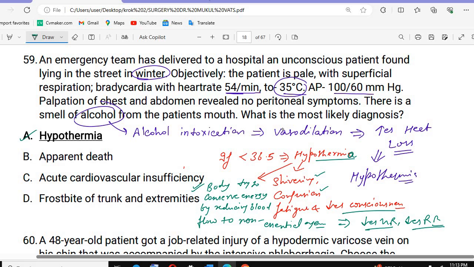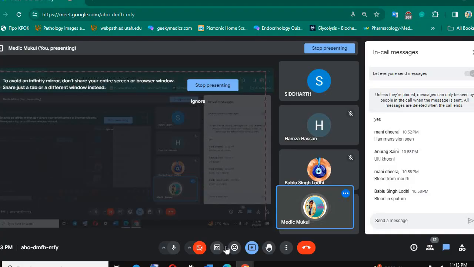In the first bite, we discussed that there is freezing of the body, and along with that, peritoneal symptoms will also be present in the case of frostbite. Here we have no peritoneal symptoms. Is that clear?